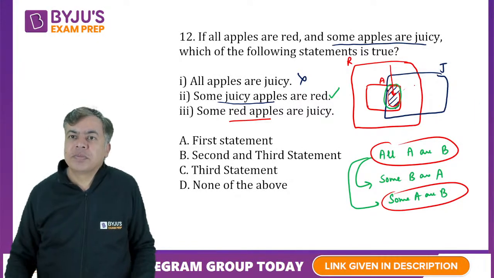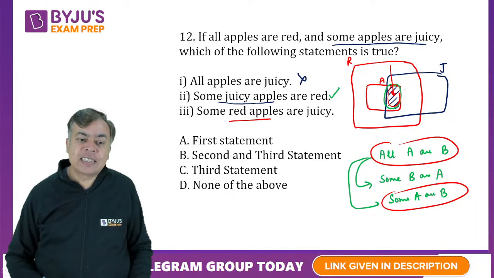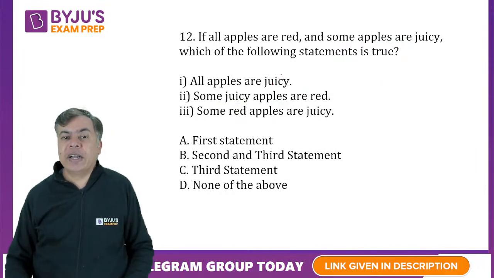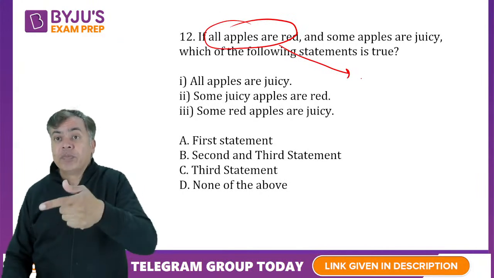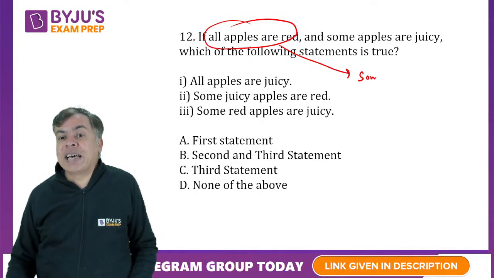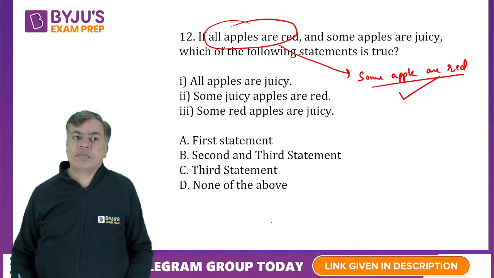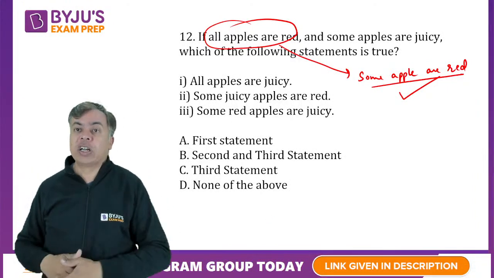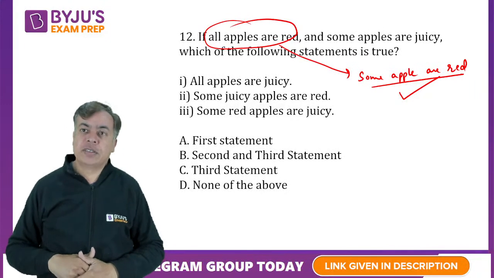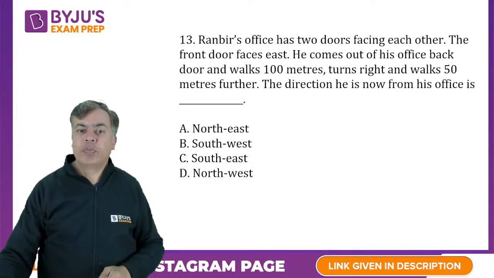Yes, that is correct. Believe me, even if you have a single statement that all apples are red, and he concludes that some apples are red, that is also a correct conclusion. So just revise your logical deduction, that is syllogisms, and these will be correct conclusions. So let's move to the next one. B was the correct answer.